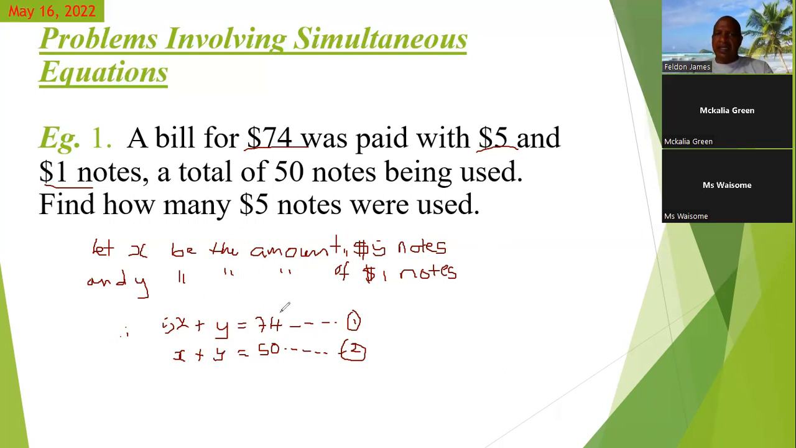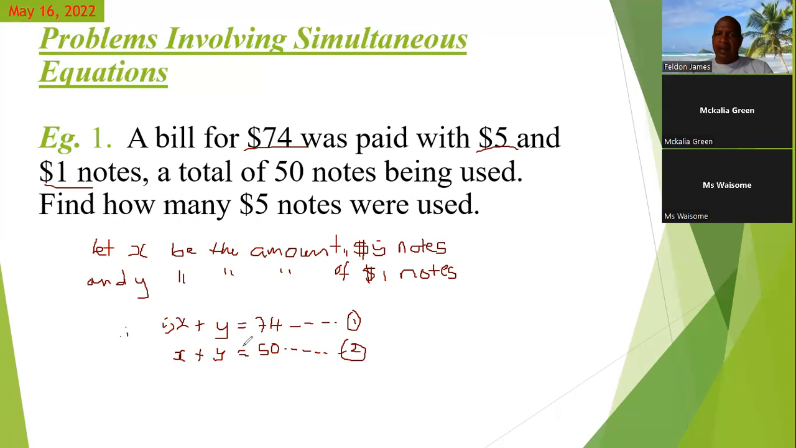So in order to get a total of $74, you would have to use X times $5. So however many $5 notes you're going to use would be X amount. However many $1 notes you're going to use would be Y amount. So you would have 5X and 1Y, which is just Y. You follow?